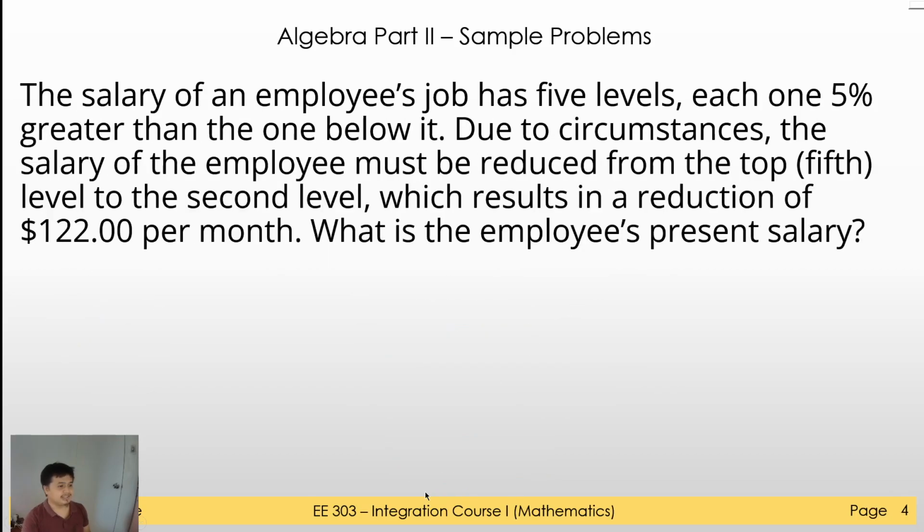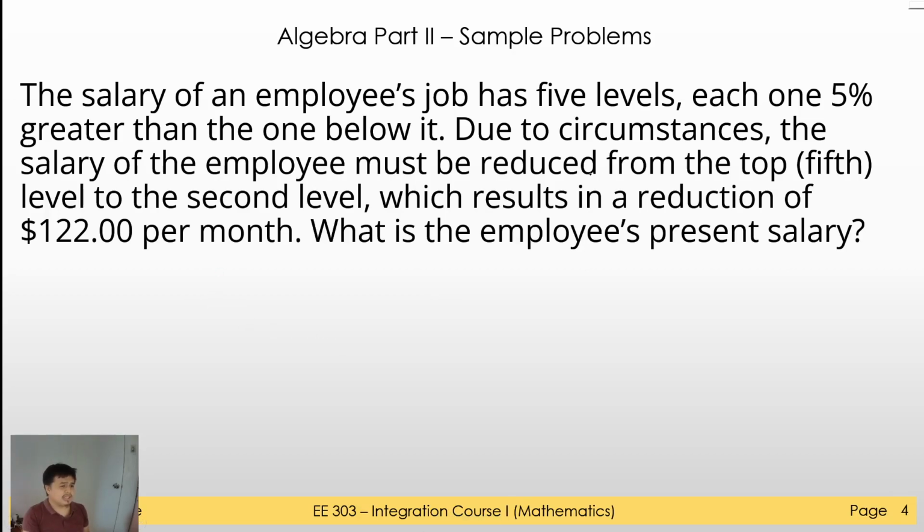Okay, the salary of an employee's job has 5 levels, each one 5% greater than the one below it. Due to circumstances, the salary of the employee must be reduced from the top level to the second level, which results in a reduction of $122 per month. What is the employee's present salary?